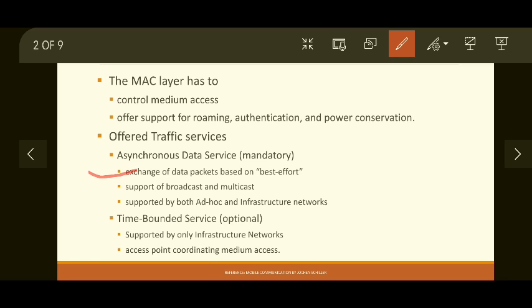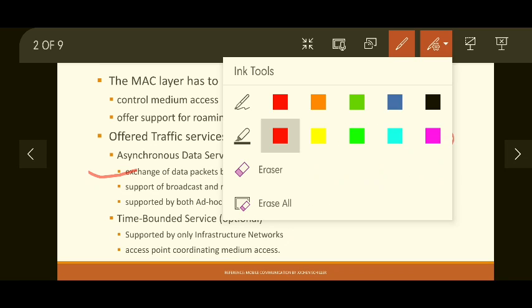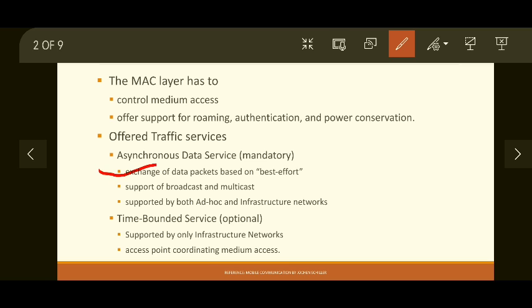Best effort means a sender sends the packet, but packet delivery is not guaranteed. That means the layers involved in the packet delivery will try to deliver a packet as best as possible, but they cannot guarantee the delivery of the packet. So in wired networks, the transport layer protocol called UDP provides this best effort kind of service. There is no acknowledgement in UDP. Similar to that, in the MAC layer, asynchronous data services are based on best effort.